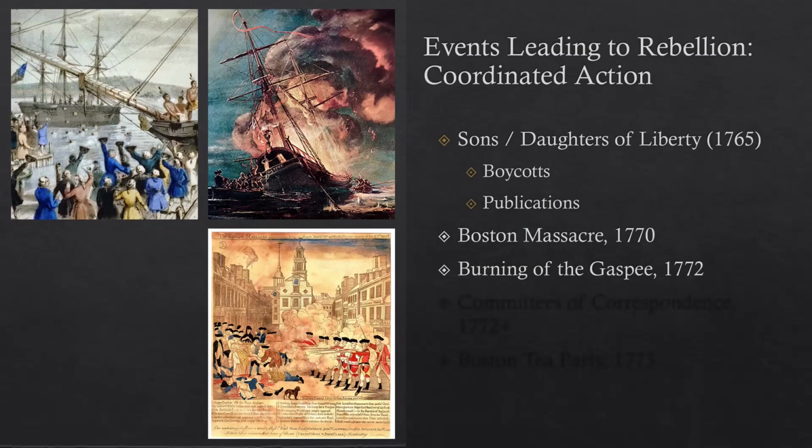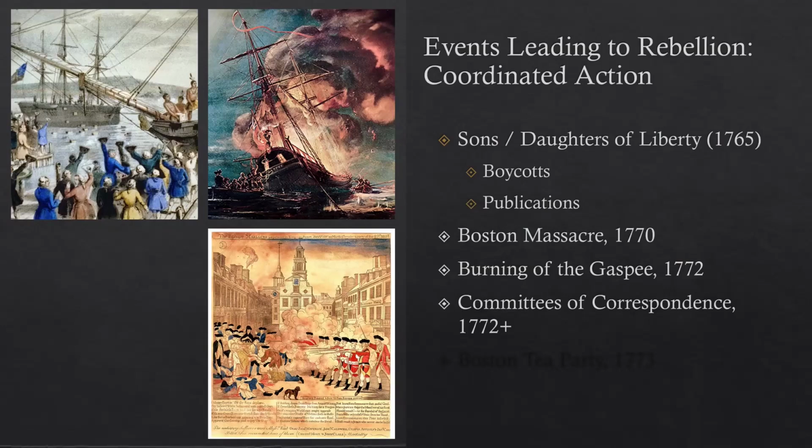And so as soon as the people who were on the ship got off and came to land, some colonists sailed out and set it on fire, kind of similar to the Boston Tea Party, where they destroyed all the tea.